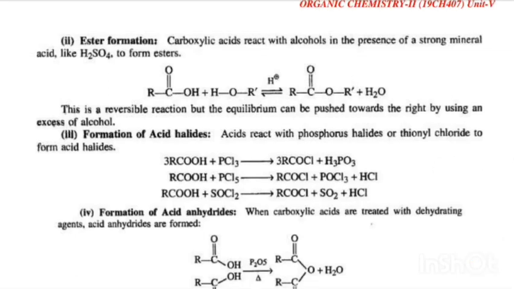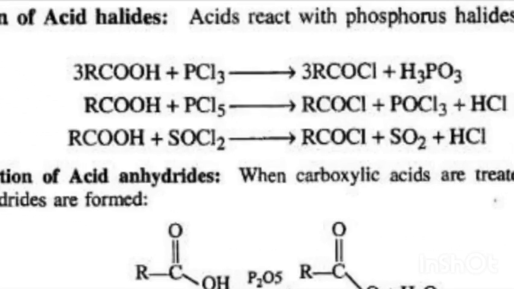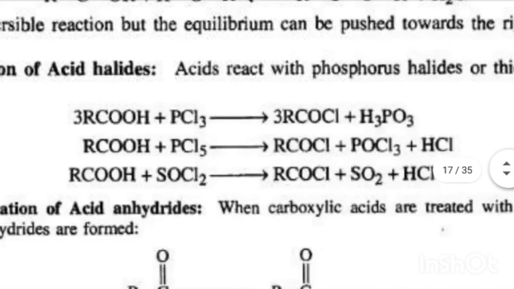The carboxylic acid reacts with the phosphorus halides like PCl3, PCl5 and thionyl chloride, SOCl2. Phosphorus trichloride, phosphorus pentachloride and thionyl chloride are chlorinating agents, and when reacting with carboxylic acids they form acid chlorides. So in the first case, RCOOH plus PCl3 gives RCOCl, acid chloride, first. The remaining H3PO3 goes as a side product.